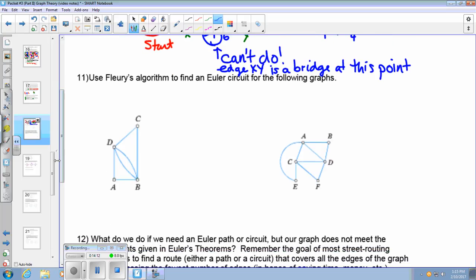All right, so number 11, we're going to do the same thing. We're going to use Fleury's algorithm to find an Euler circuit for the following graphs. So if it's an Euler circuit, they should all be even degree. So it looks like we have all even degrees over here. Right. Then we can start and stop anywhere we want. So here's one possibility.